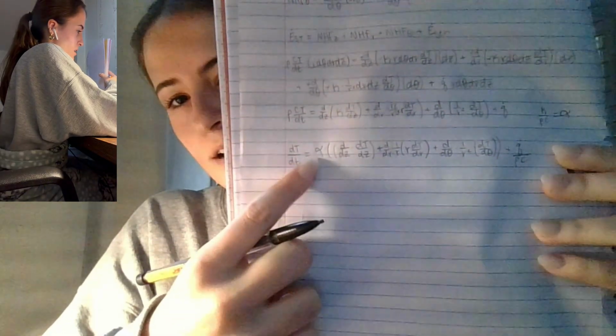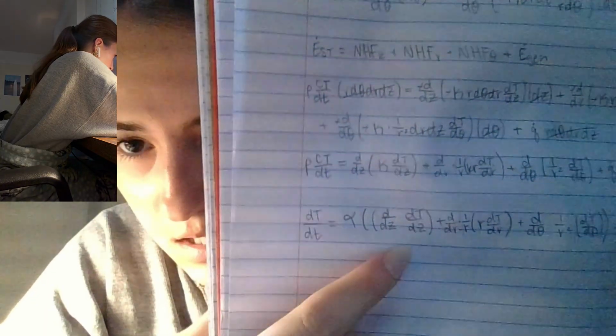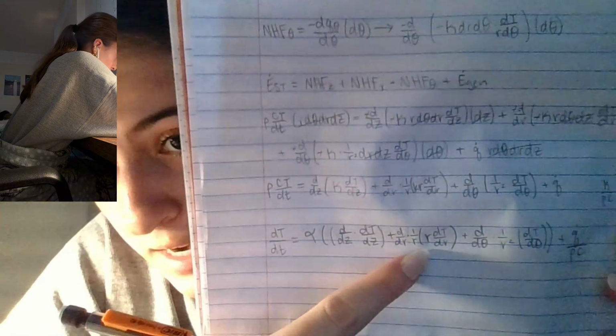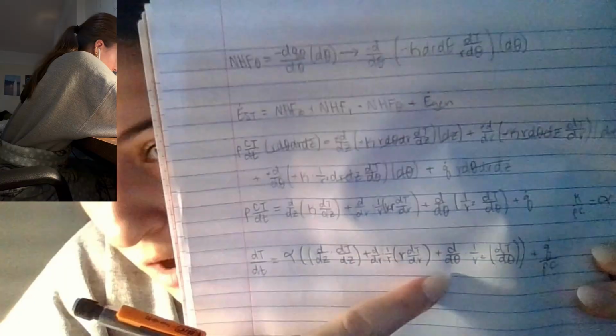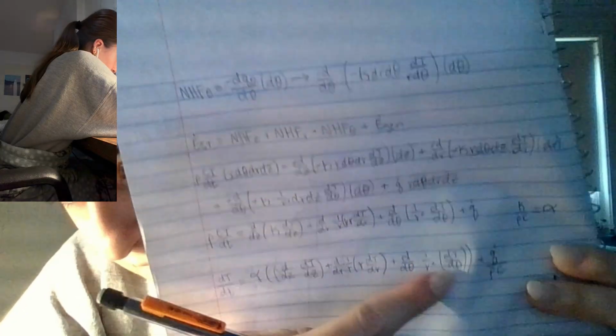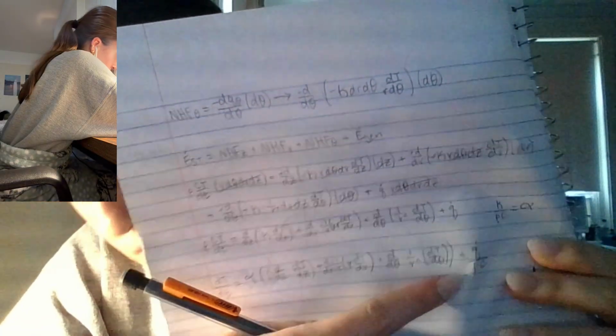alpha shown here. And then left over, we have the d over dz times dt dz, d over dr times the 1 over r, and then in parentheses r dt dr, d theta 1 over r squared, dt d theta, and then here is the heat flow divided by heat capacity and density. All right, so now, if you'll recall, we can now simplify some of these to be the second derivative term.